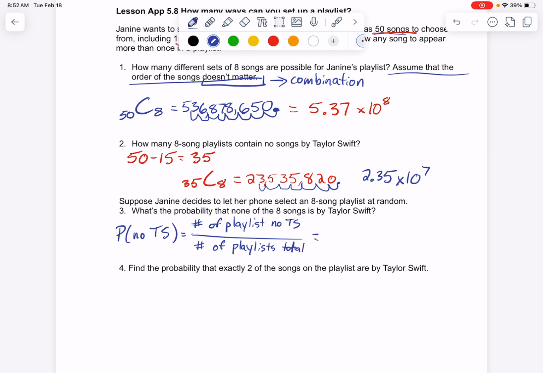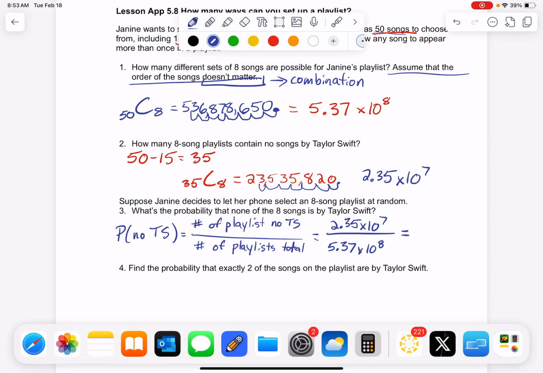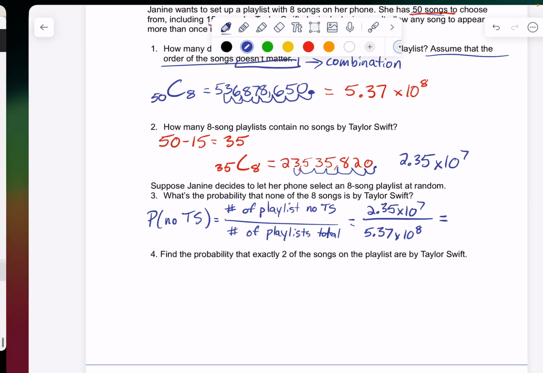We determined there are 2.35 times 10 to the 7 different playlist combinations that contain no Taylor Swift, divided by the 5.37 times 10 to the 8 playlists total. So let's do this in the calculator real quick.